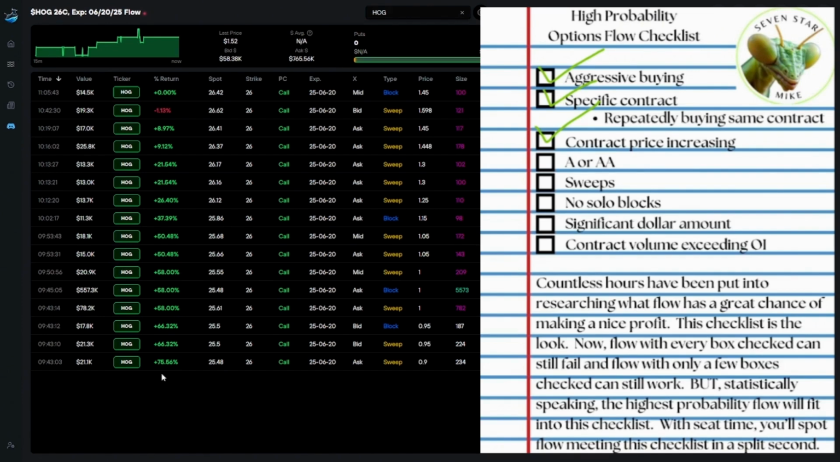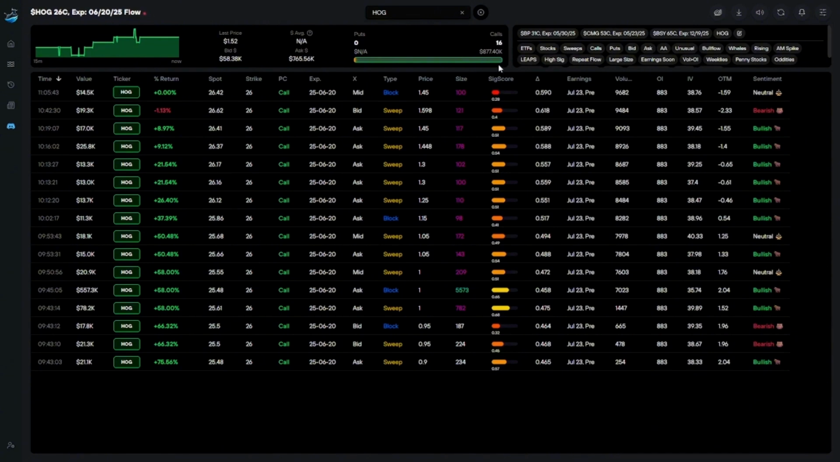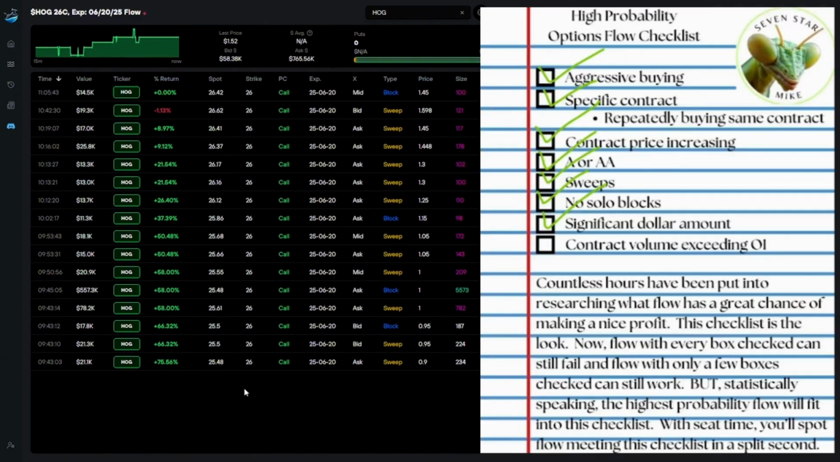I want to see that they're ask side sweeps. If you look here, there are some bid side trades in here, but these are mostly ask side sweeps. So it's not a solo block. Significant dollar amount, that is a good amount right there. That's the one that caught my attention. All said and done though, we've got over $850,000. Add that to it because those are still buys even though they filled on the bid. So we come over here, it's $877,000 total. That's a significant dollar amount.